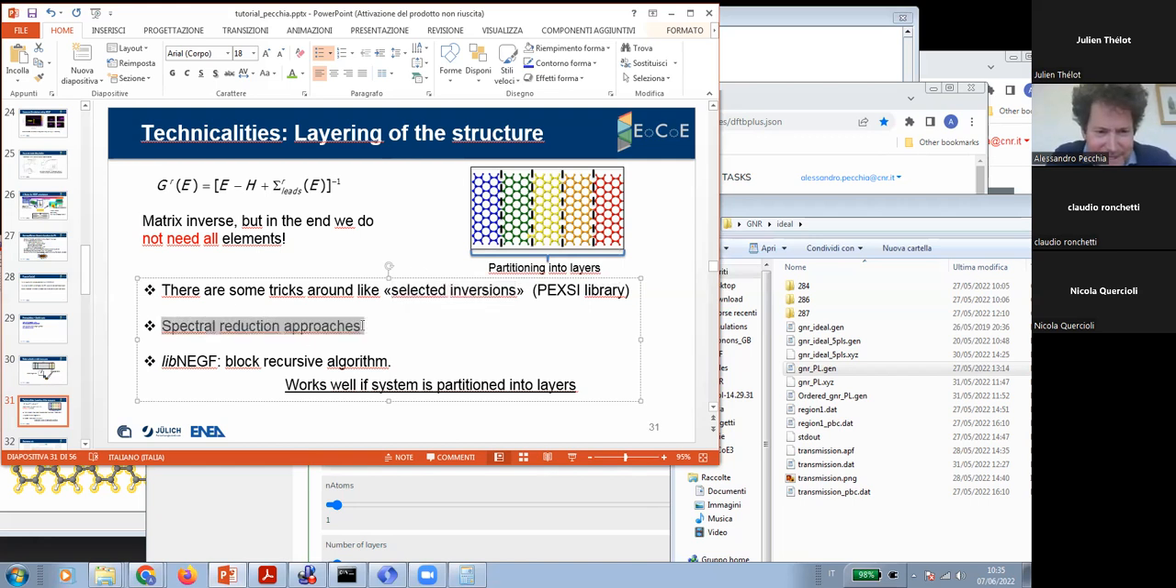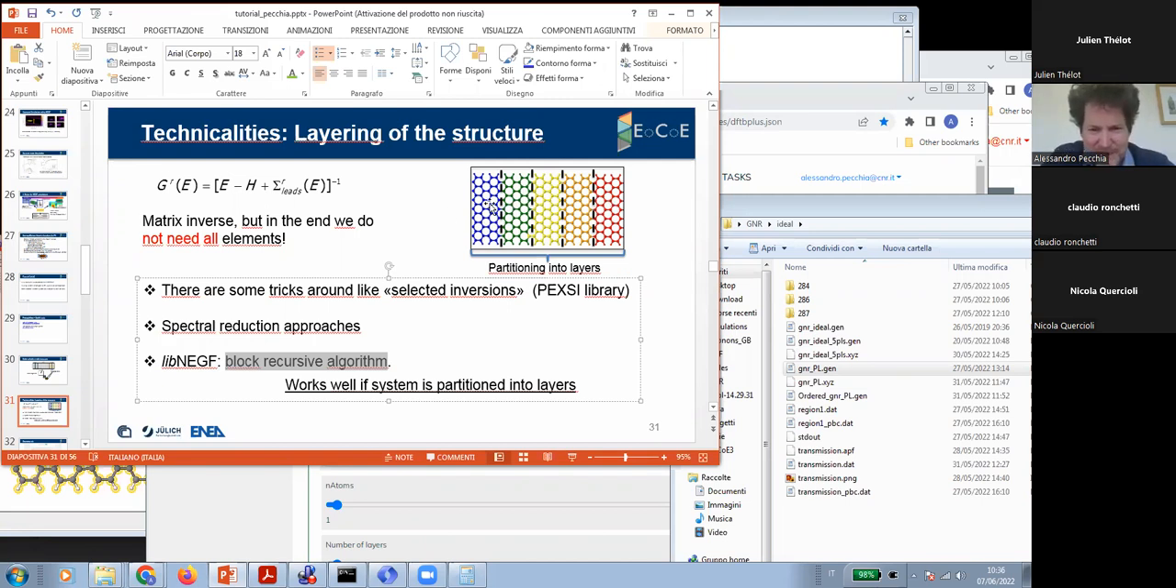There are other tricks to avoid the entire dense matrix inversion. In libNEGF, we use a block recursive algorithm. Essentially, it's an algorithm that exploits the chopping of the system into layers and simplifies the numerical burden with a sort of divide and conquer approach in a way. And therefore it's convenient to chop the system into layers.